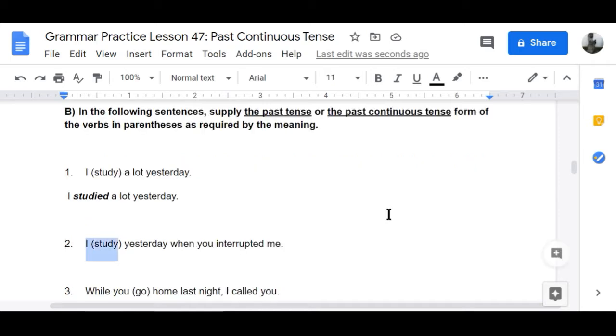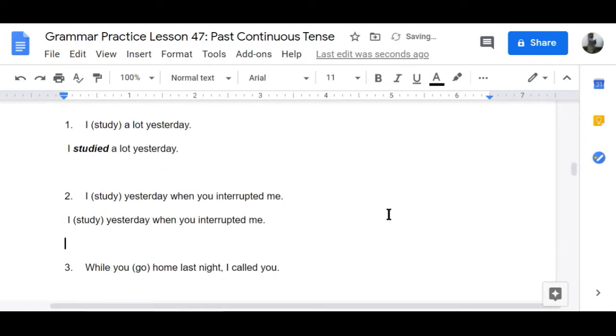2. I yesterday when you interrupted me. So guys, I was studying because there was another action, okay? Something else came up. I was studying yesterday when you interrupted me.